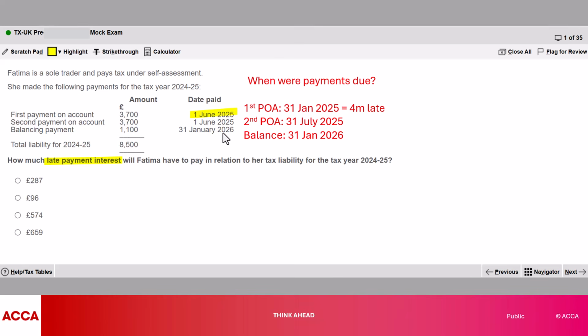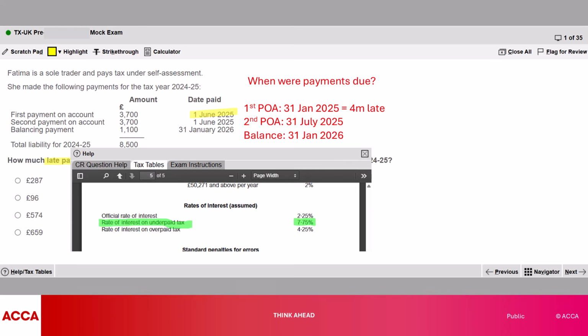The other 2 payments have actually been made on time. So the only payment that is going to generate any interest is that first payment on account. And to calculate the interest, we need to use the tax tables. So remember, you've got the tax tables in the exam. Make sure that you familiarise yourself so that you know what's included in those tax tables.